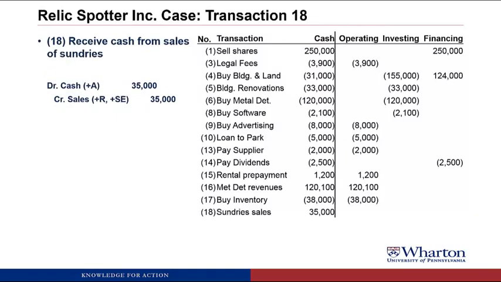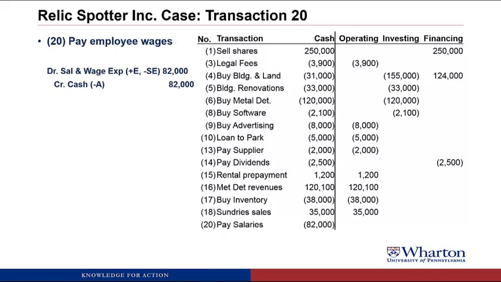Transaction 18, Relic Spotter received $35,000 cash from sales of sundries. Is this operating, investing, or financing? The answer here is operating. Again, this is a cash collection from customers, which is one of the things we use to define an operating activity. Finally, transaction 20. Relic Spotter paid $82,000 cash to its employees for salaries and wages.